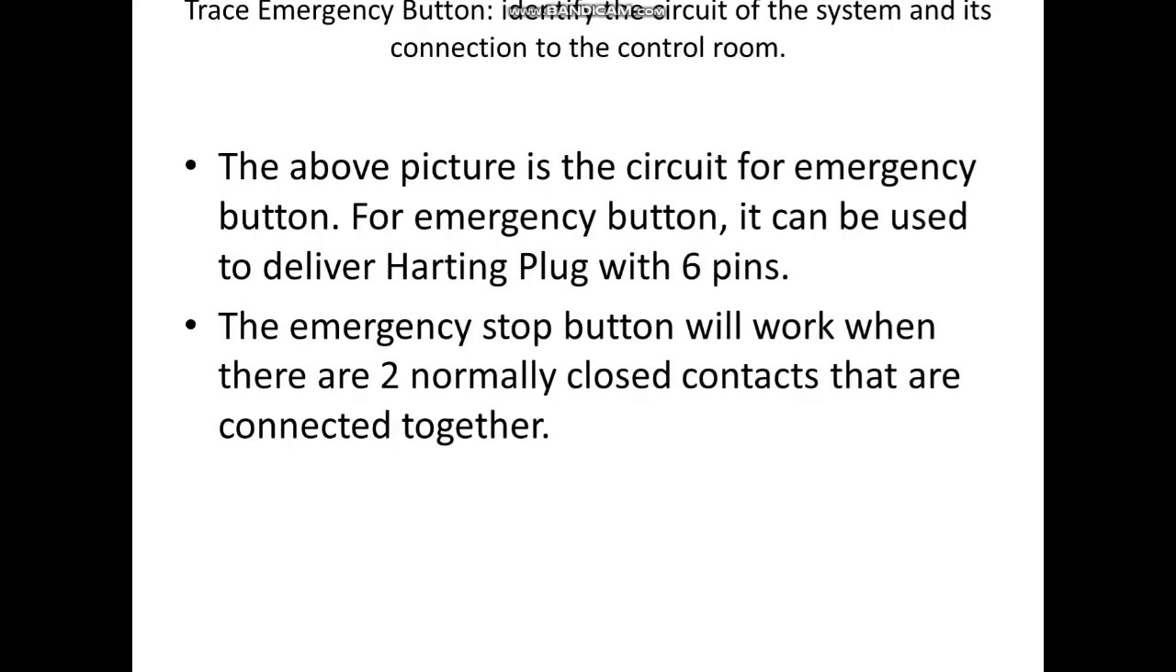Next topic is about the emergency button. For my question, to identify the circuit of the system and its connection to the control room. The above picture is the circuit for the emergency button. The emergency button can be used to deliver a heating plug with 6 pins. The emergency stop button will work when there are two normally closed contacts that are connected together.